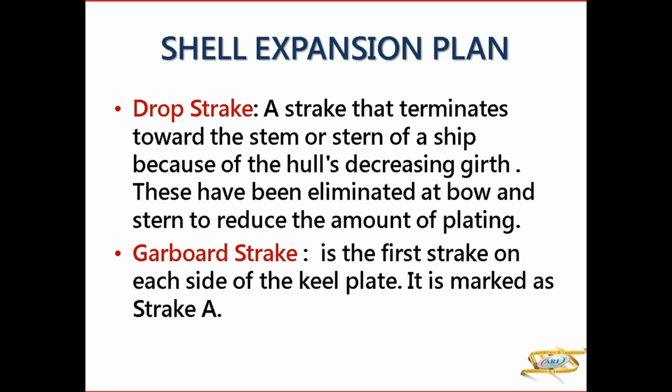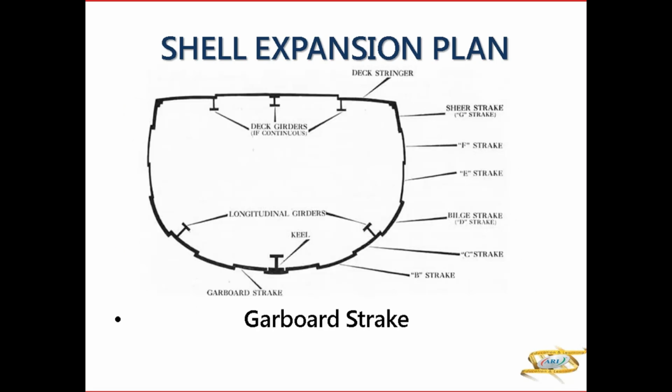Garboard strake is the first strake on either side of the keel, marked as strake A. So here you have the keel, garboard strake, the B strake, C strake, D strake, E strake, F strake. This is the shear strake. This is the deck stringer. These are the deck girders. These are the bottom girders.